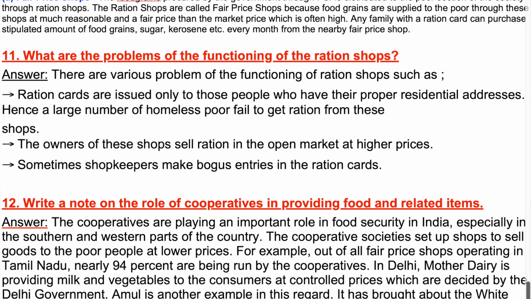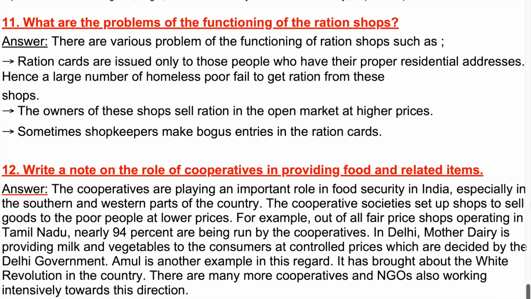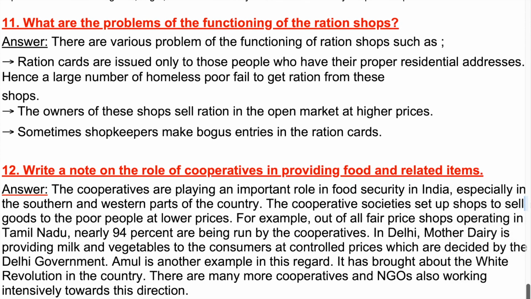12. Write a note on the role of cooperatives in providing food and related items. Answer: the cooperatives are playing an important role in food security in India, especially in the southern and western parts of the country. The cooperative societies set up shops to sell goods to the poor people at lower prices. For example, out of all fair price shops operating in Tamil Nadu, nearly 94% are being run by the cooperatives.